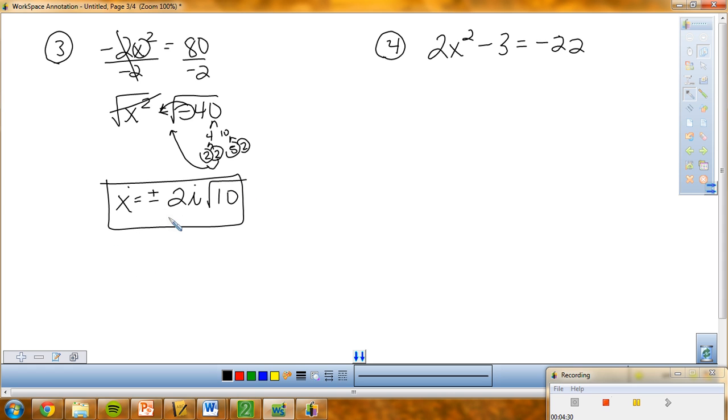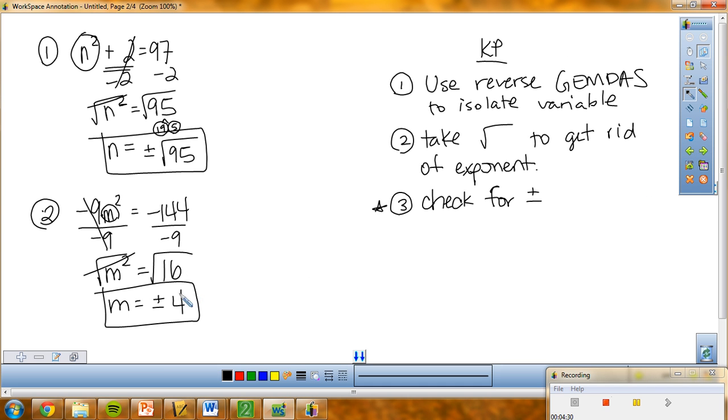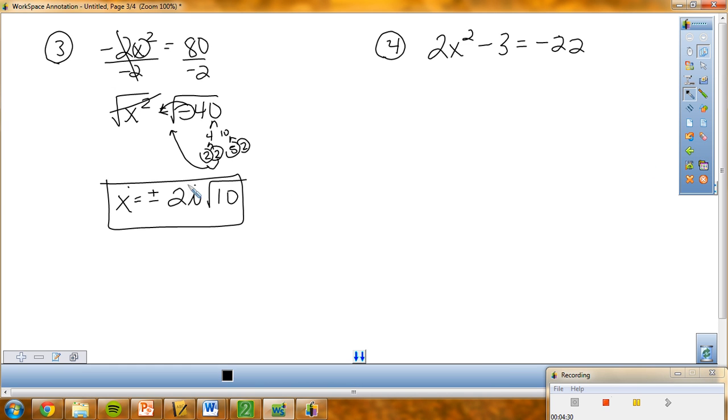So no matter what, whether it comes out to be a perfect square just like number 2, or if we have a radical answer, or if we can simplify our radical, if it's imaginary, no matter what type of radical you get, if you take the square root, you must include this plus or minus sign in your final answer.